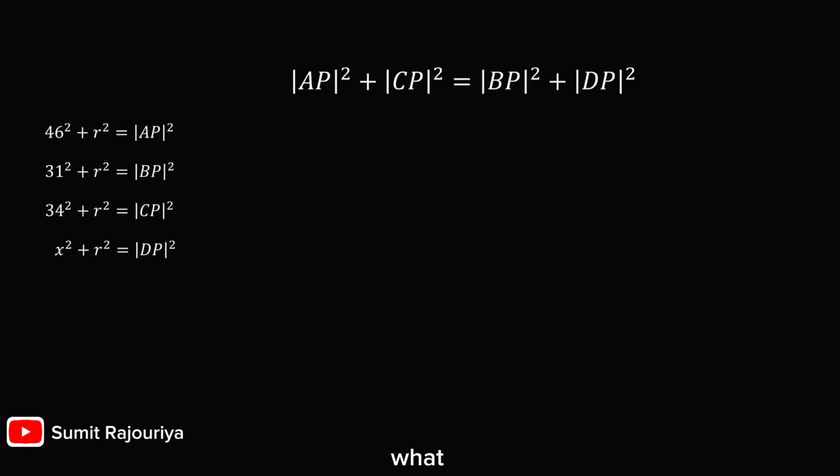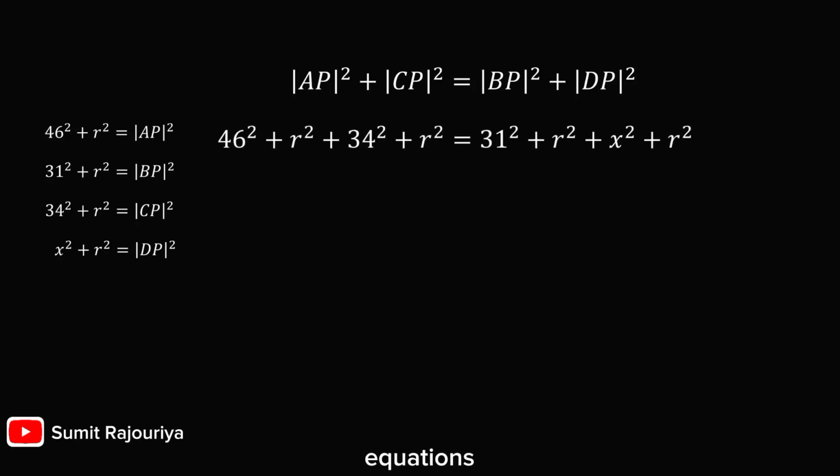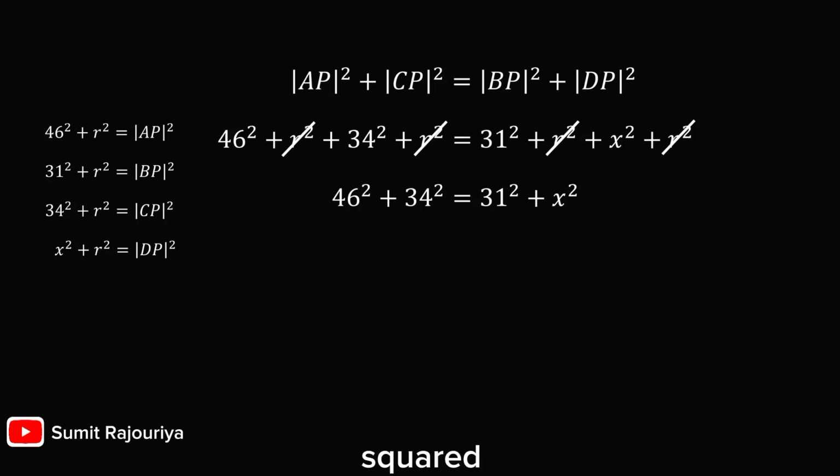We now know what AP squared, CP squared, BP squared, and DP squared are equal to in terms of r squared, so we can substitute in from those four equations we've derived. So we have 46 squared plus r squared plus 34 squared plus r squared is equal to 31 squared plus r squared plus x squared plus r squared. We have 2r squared on both sides, so we can cancel this out. So we are left with 46 squared plus 34 squared is equal to 31 squared plus x squared.